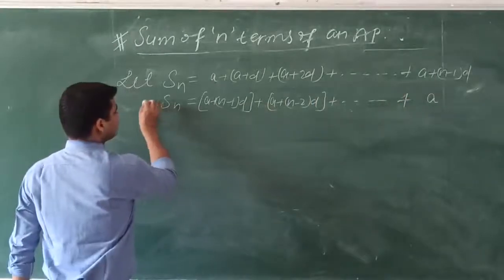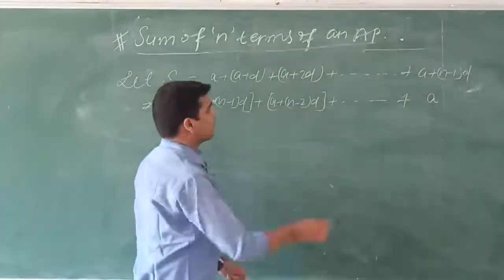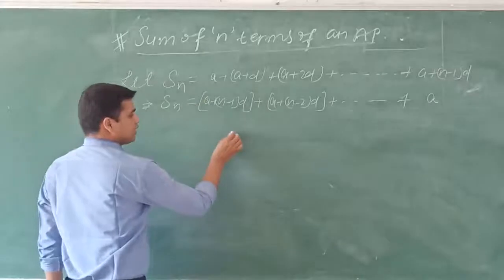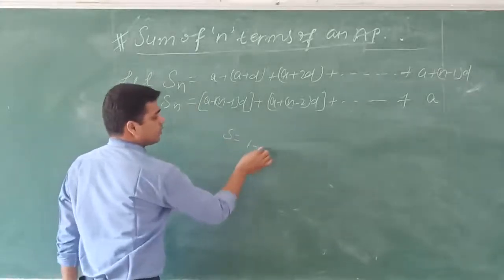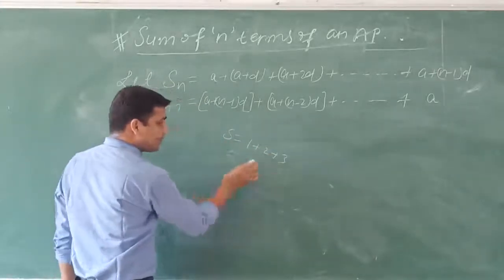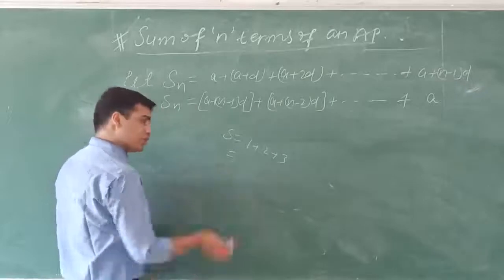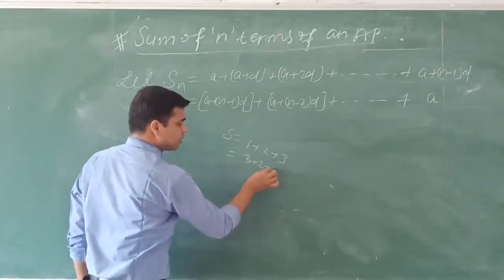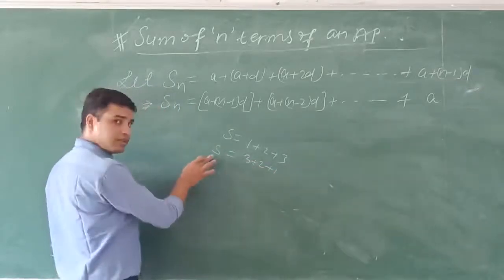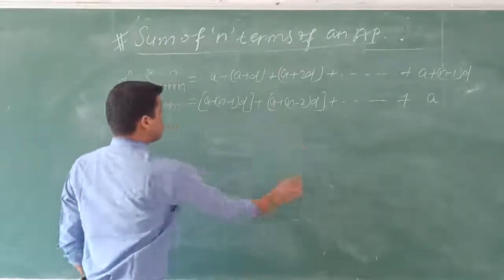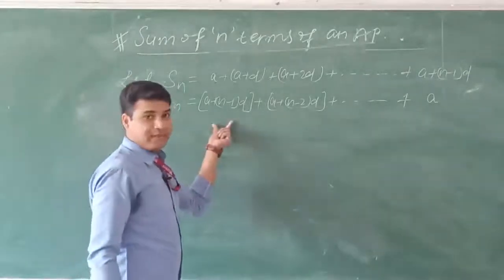This is also Sn. Why Sn? It's very simple. Suppose S equals 1 plus 2 plus 3, and I reverse these terms. It will be the same: 3 plus 2 plus 1, so this will also be S. In the same way, reverse all the terms and add them.